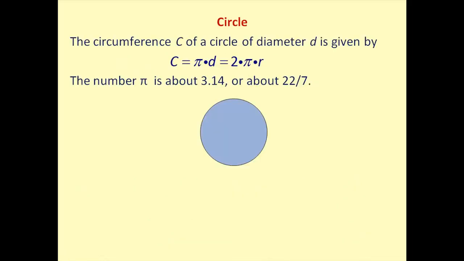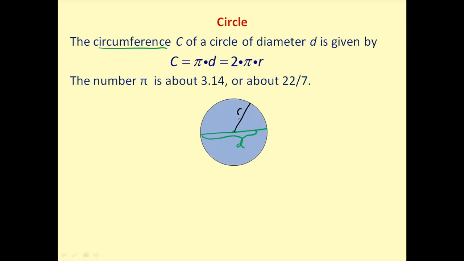Now let's talk about a circle. The perimeter of a circle is called the circumference, and the circumference is equal to pi times the diameter, or 2 times pi times the radius. The diameter goes from one side of the circle to the other, passing through the center, while the radius is a segment from the center to the edge of the circle. So depending on what you're given will affect which formula you use.